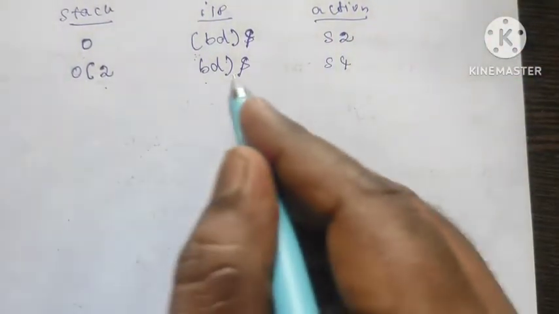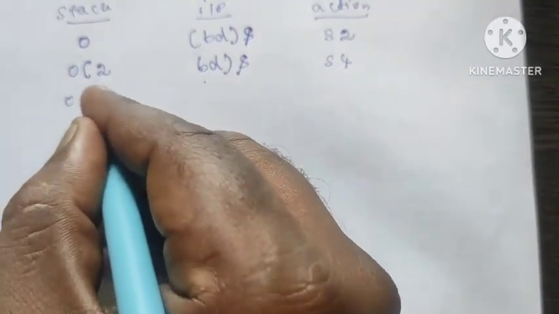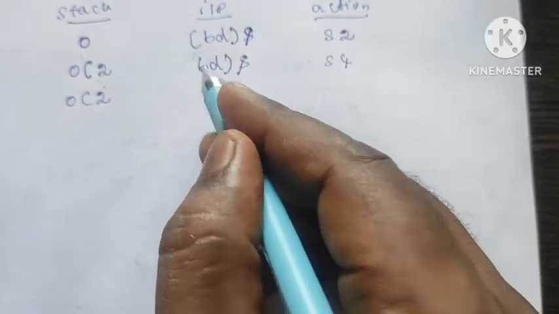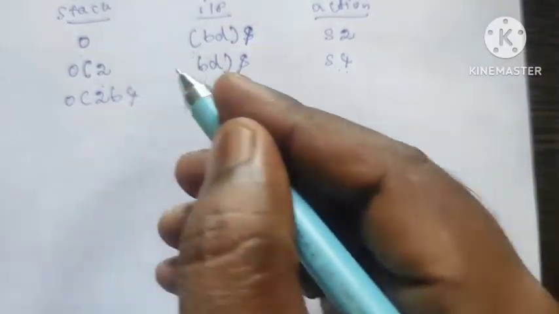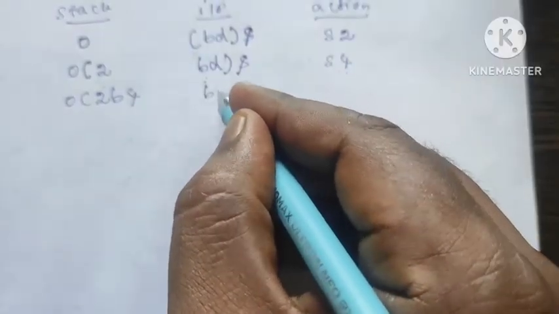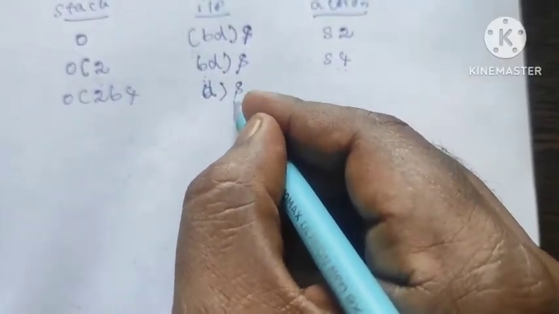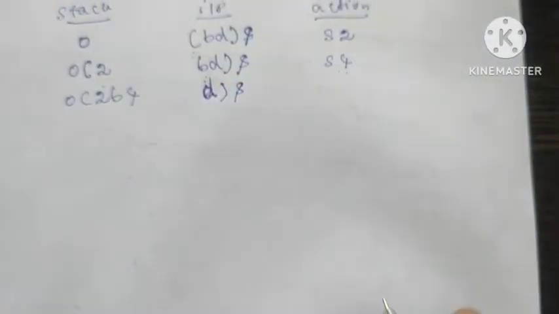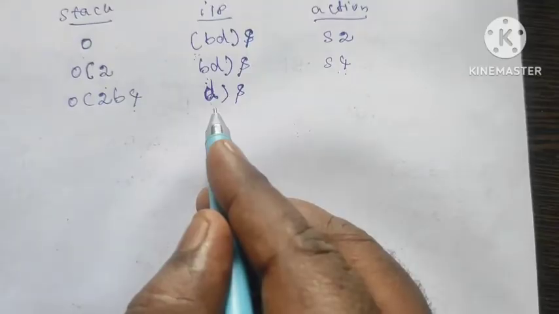Now shift means you have to push one element inside the stack. So 0, C, 2, B here, and then push this 4 inside the stack. What is remaining? D, close brackets and dollar. Now see, 4 is on the left side, D is on the right side. 4 and D, see with the parsing table.